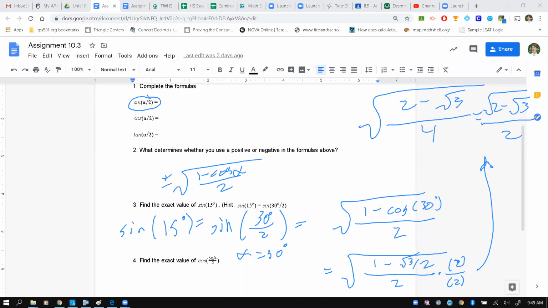Isn't that fun? Oh, it's so fun. That's a fun problem from start to end. It's just like sitting on the edge of your seat. What is it going to be? I'm so curious.